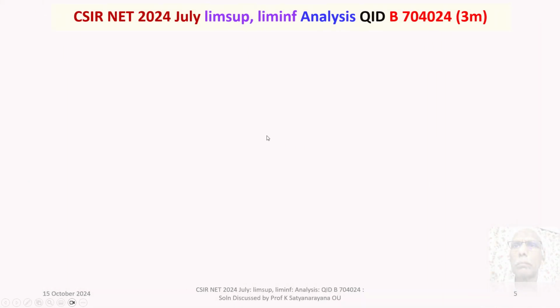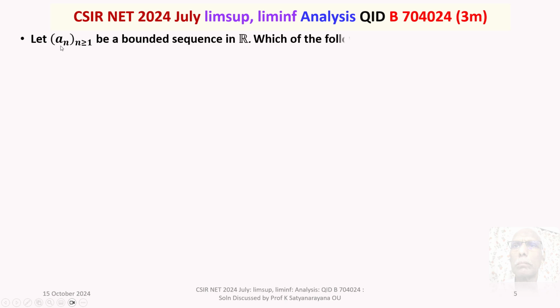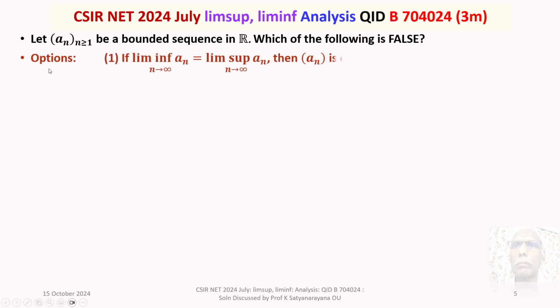The given question is: let (a_n), n greater than or equal to 1, be a bounded sequence in R. It is a real sequence and it is a bounded sequence. Which of the following is false? We have to find out the false statement. We are given 4 options.